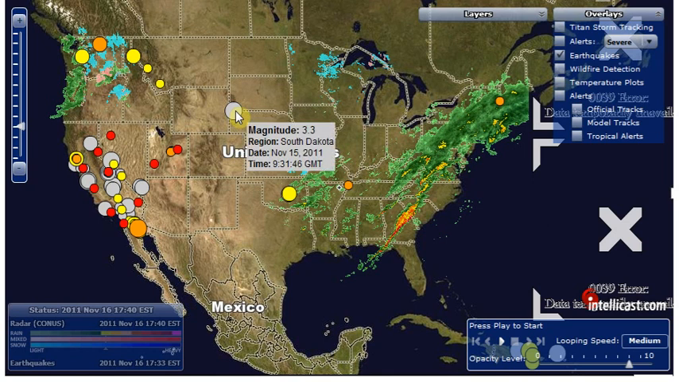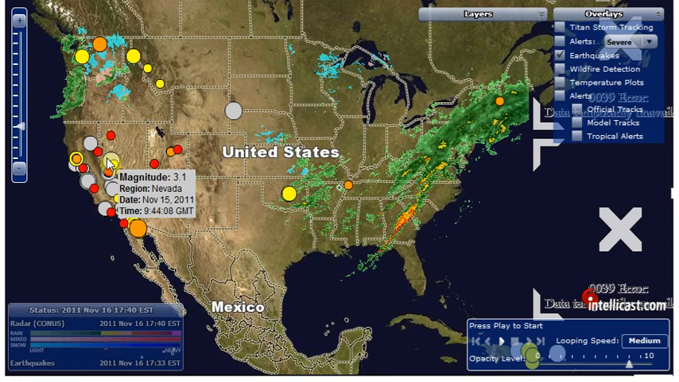First we're going to look at South Dakota here by Rapid City. At 9:31 there was a 3.3. If you go down here to western Nevada, at 9:44 there was a 3.1. That means there was 13 minutes in between. I'm basically disregarding California because there's so many earthquakes in here, so any pattern in there will get mixed up.